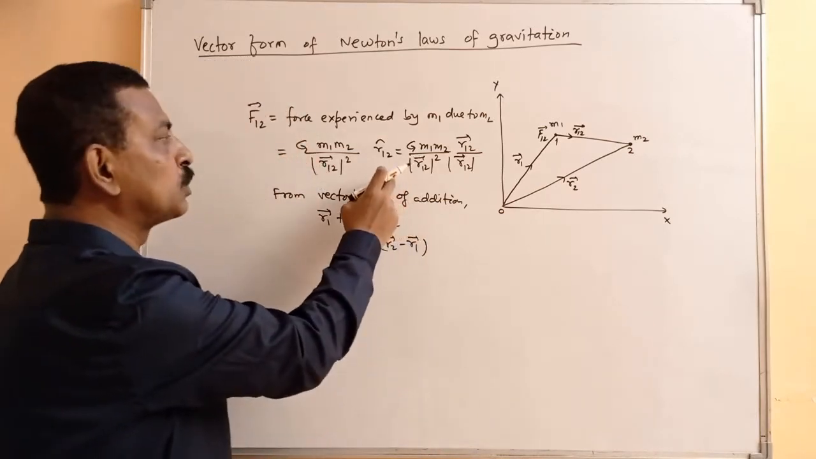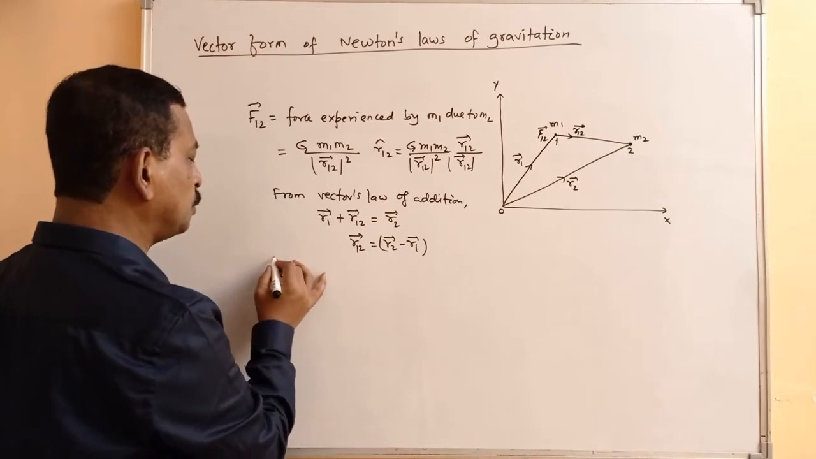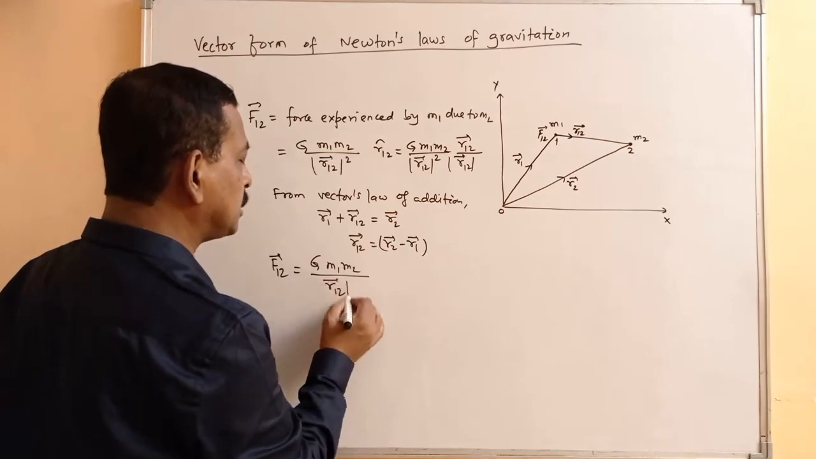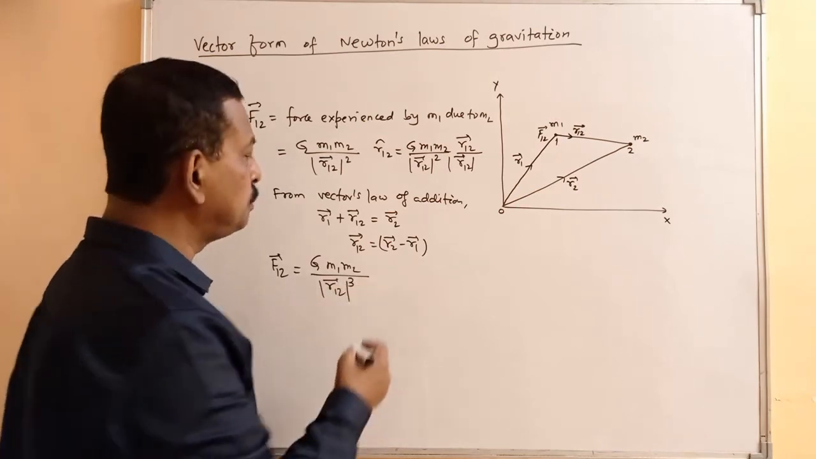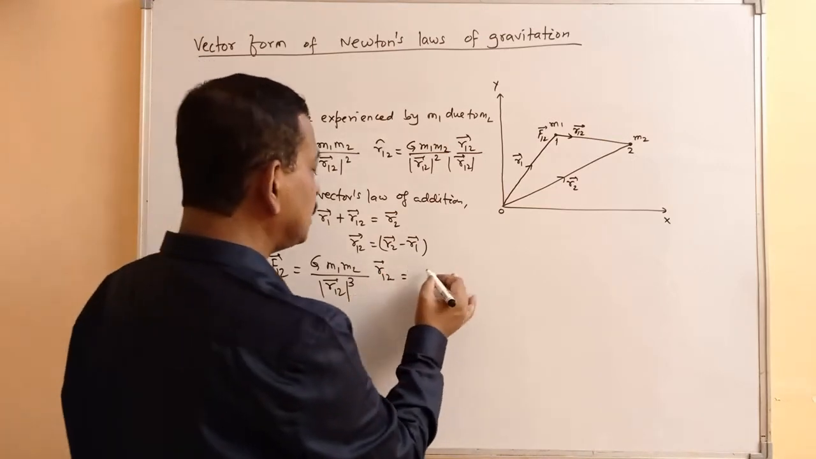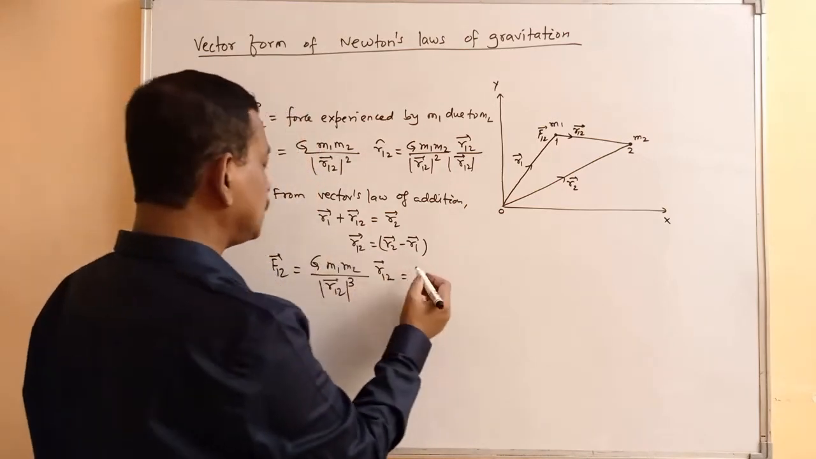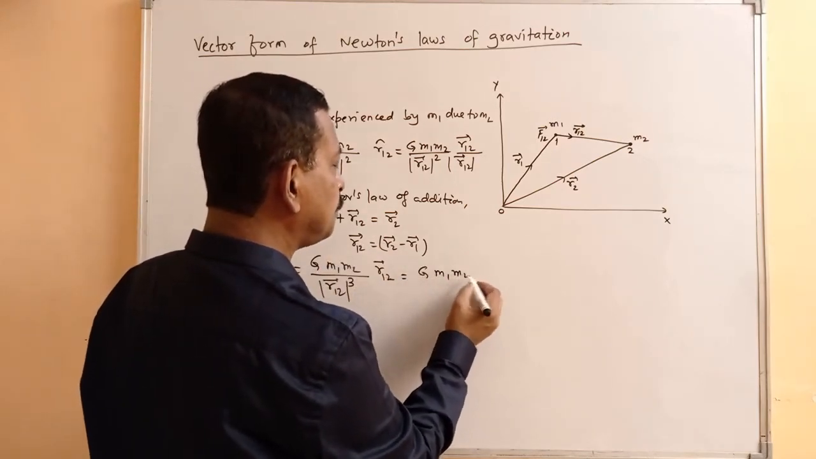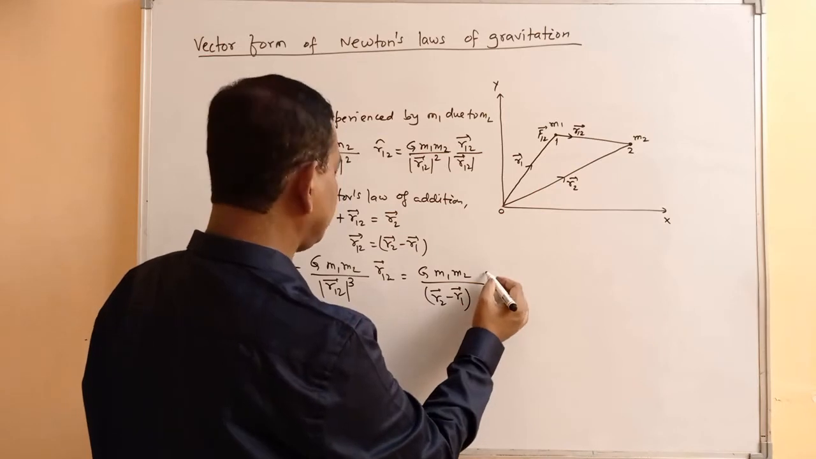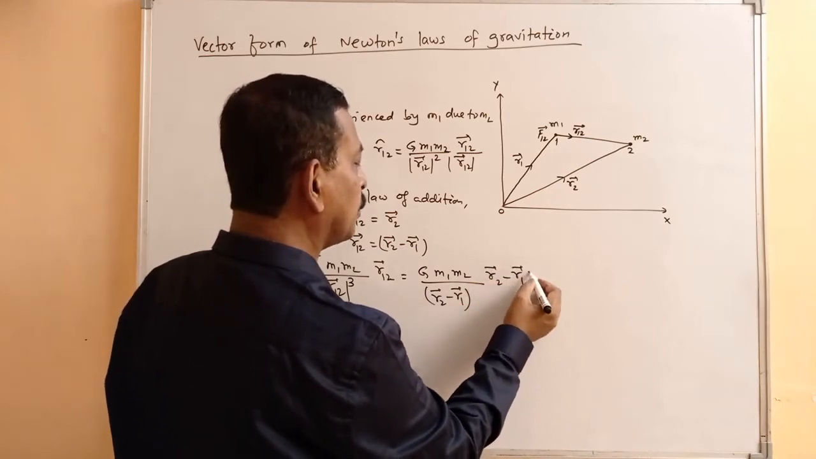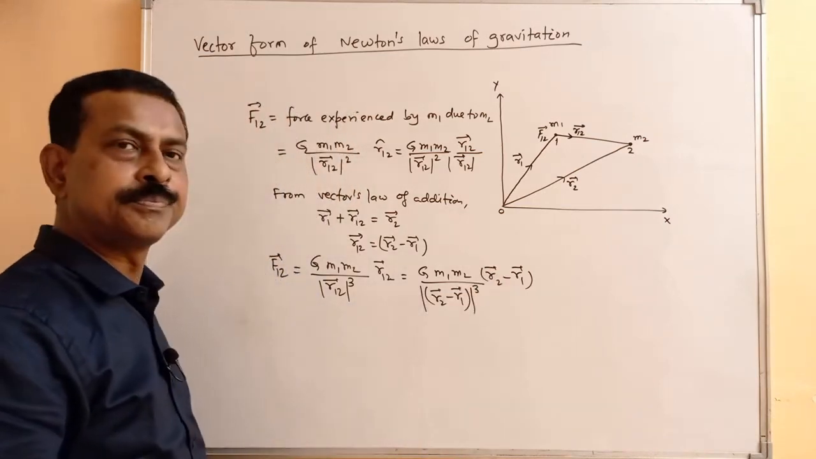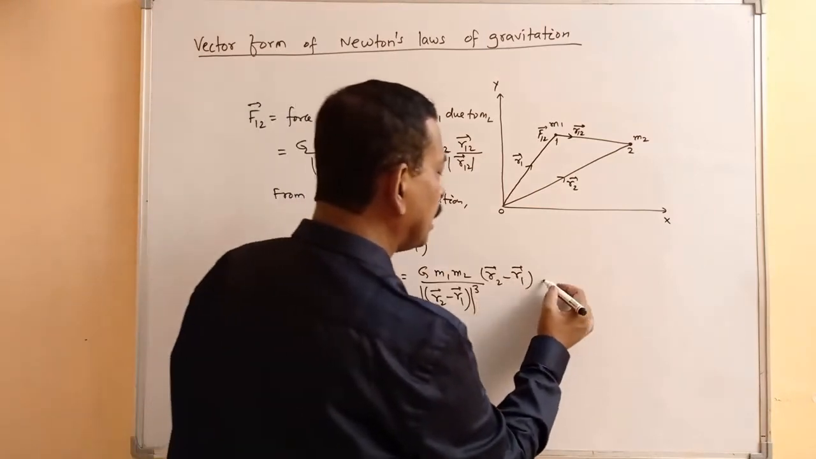So here, F12 can be written as G m1 m2 by the magnitude of r12 vector cubed, times the r12 vector. And substituting again, this will be G m1 m2 divided by the magnitude of (r2 vector minus r1 vector) cubed, times (r2 vector minus r1 vector). So this is the expression for F12.